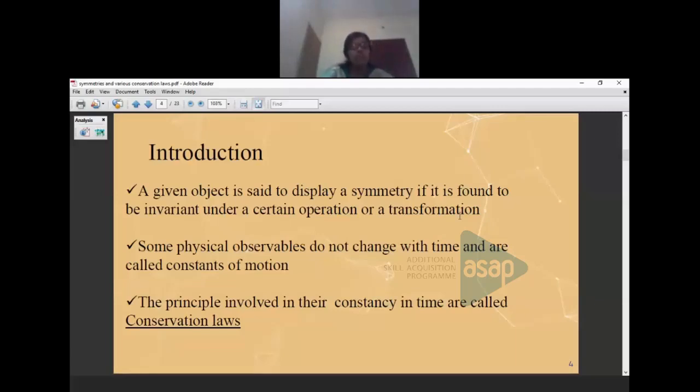Now, constants of motion are not new to us, because even from our very basic concept of force and momentum, when we say dp by dt is equal to 0, where p is equal to constant, that is, momentum is constant. This constant term is there with us. How we are going to imbibe it in quantum mechanics, we will learn in the subsequent slides. Now, principles involved in the constancy in time are called conservation. Conservation laws are not new to us, but how we are going to use them, we will see.